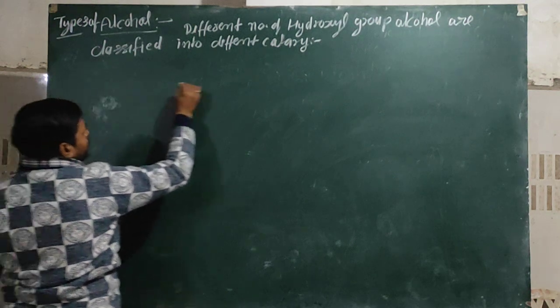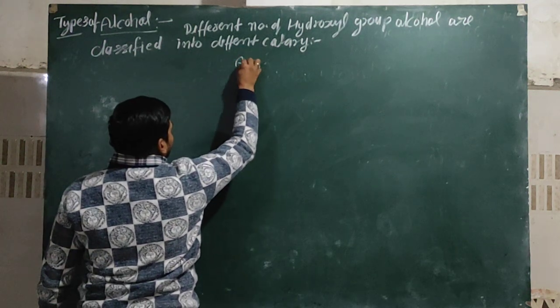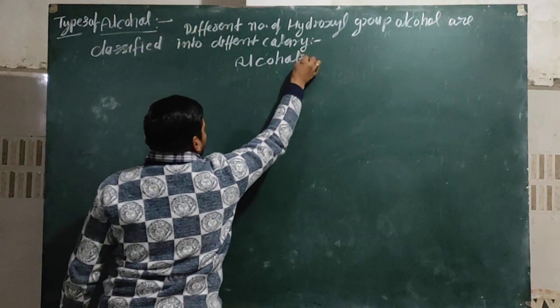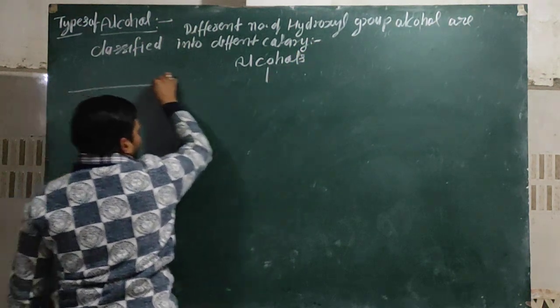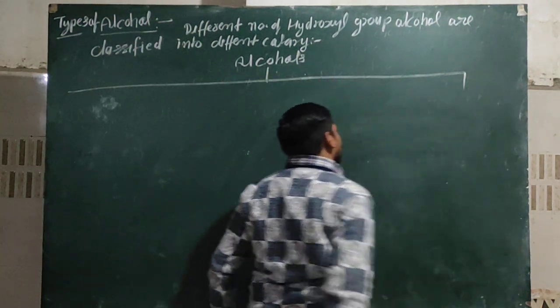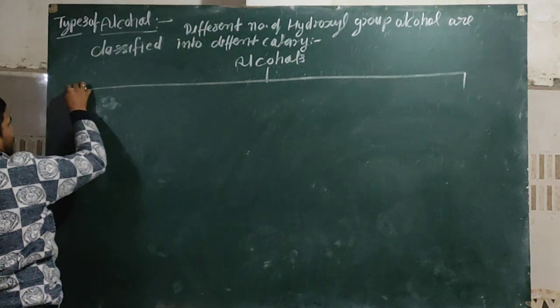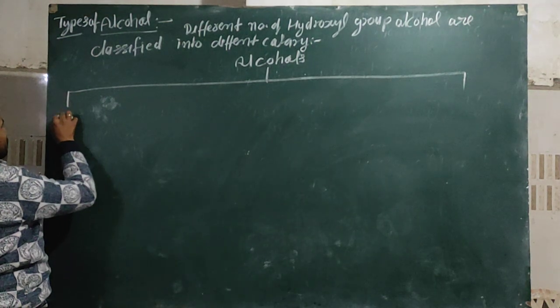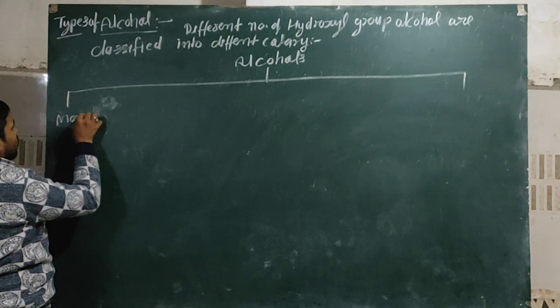First, alcohols are classified into 4 categories or different categories on the basis of number of OH groups, in which first is known as monohydric alcohol.